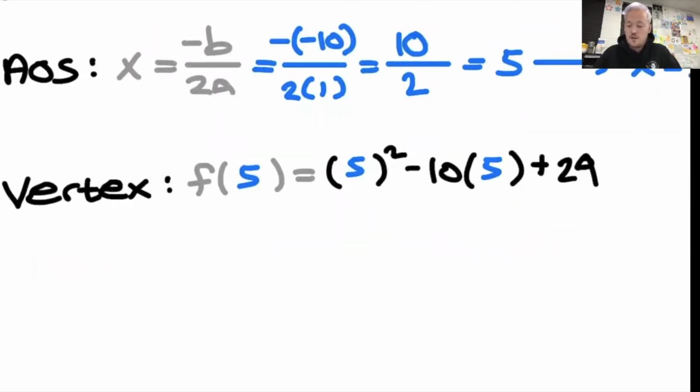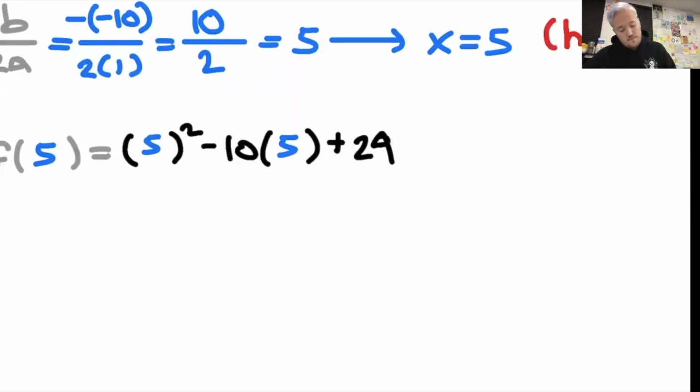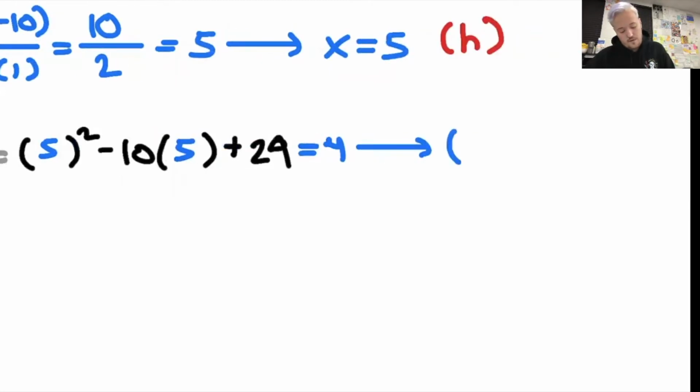Once again, if you want to use a calculator, go for it, or if you want to do it by hand, go for it. But just for the sake of practicing using your calculator, I would say practice using your calculator. Get used to its functionality, get used to its operations. When you plug it in, you get 4. So y equals 4, which means your vertex value here is going to be 5, 4. This value here, that 4, is your K value.